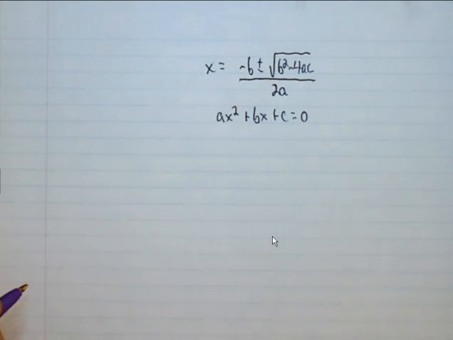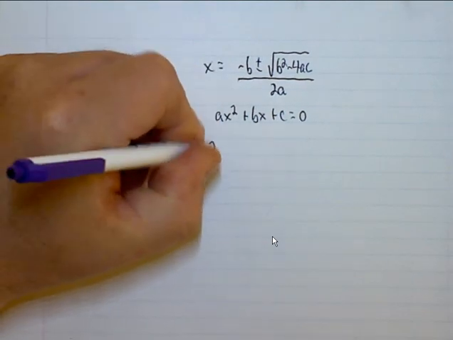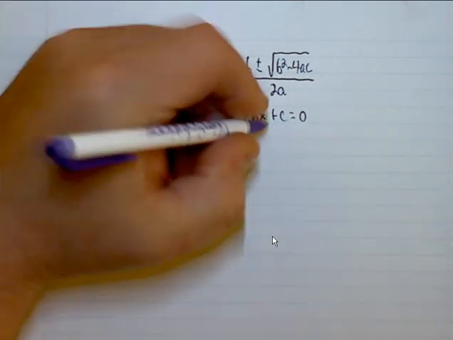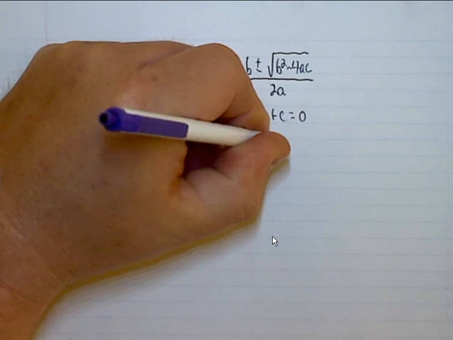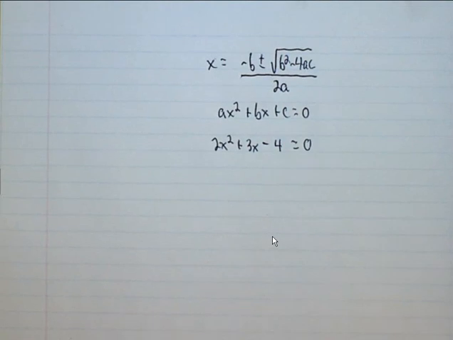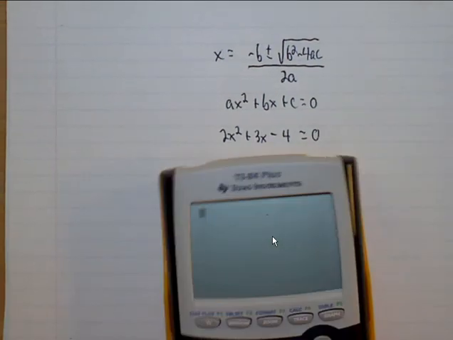So I'm going to make one up that doesn't factor. Let's see, 2x squared plus 3x minus 4 equals 0. So here's a quadratic. And by the way, you can use these TI-84 pluses on the test. So the first thing I want to show you is the graph.